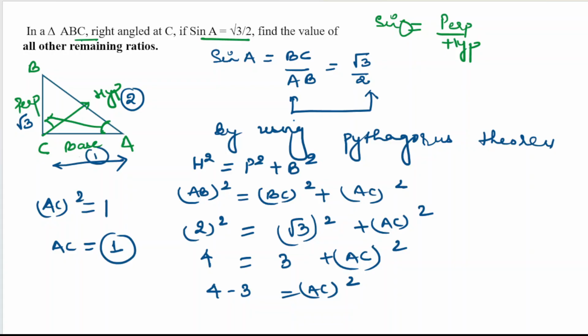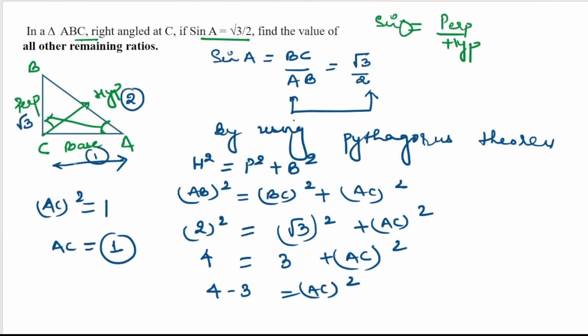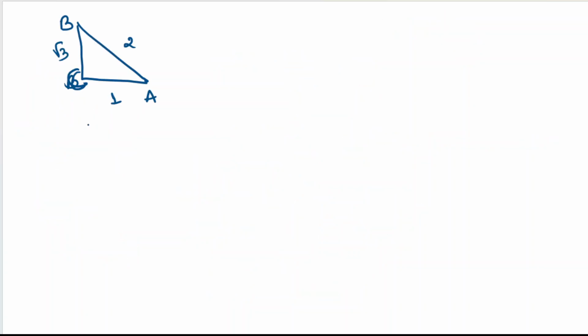Now you have all three sides of the triangle. What are these? This is your triangle, this is angle A, angle B, angle C. AB is given to you as 2, this is root 3 and this is 1. You have already found it out. Now, what do we have to do? We have to find the remaining ratios.